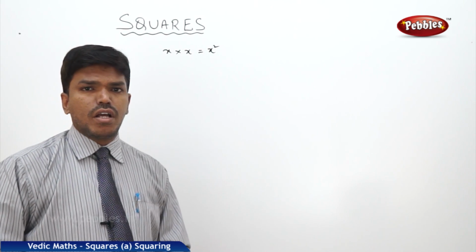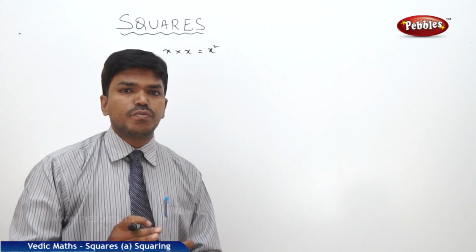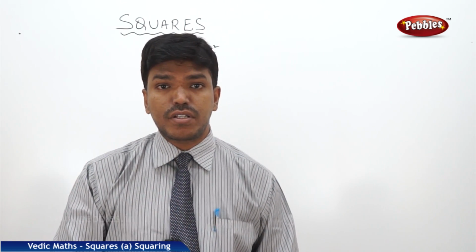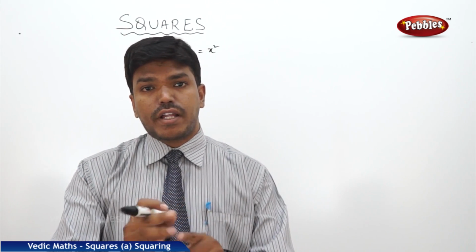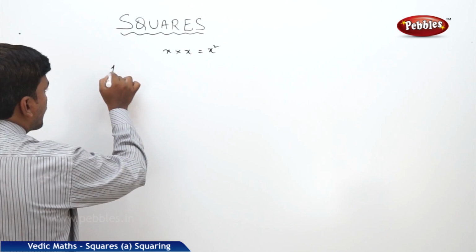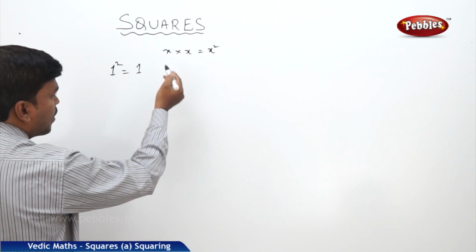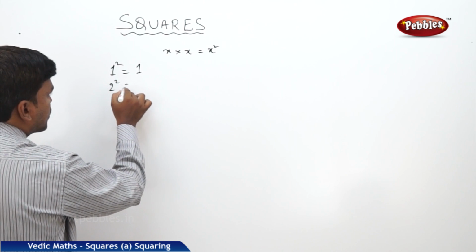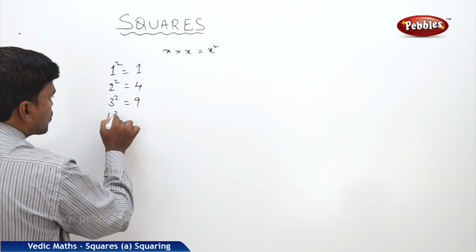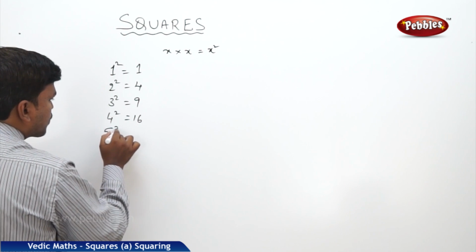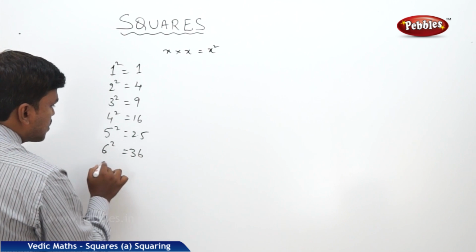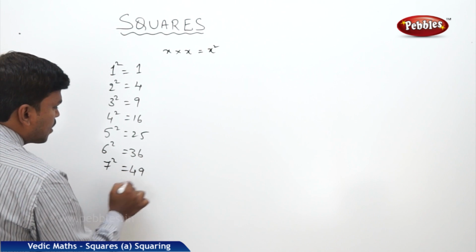Now anyhow, the people who know tables until 10 will obviously know the 10 squares. Yes or no? Why? Because 1 square is 1 into 1, 1. 2 square, 2 into 2, 4. Like that, 3 square, 9. 4 square, 16. 5 square, 25. 6 square, 36. 7 square, 49.